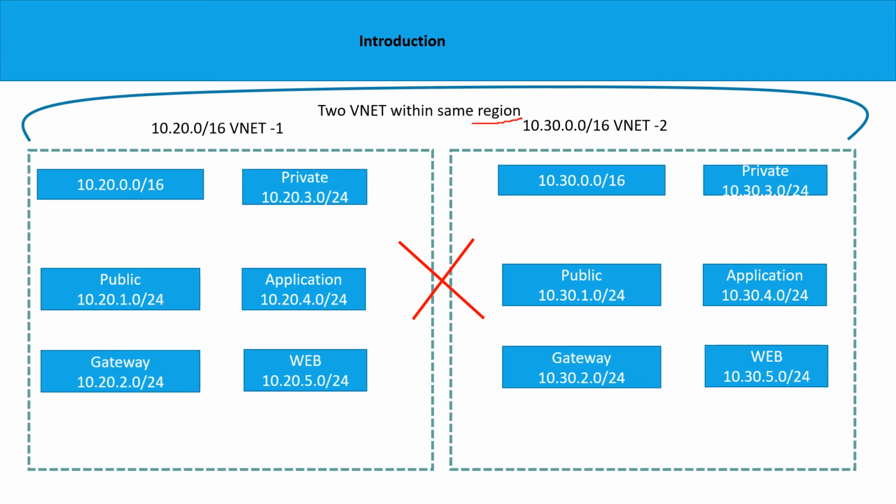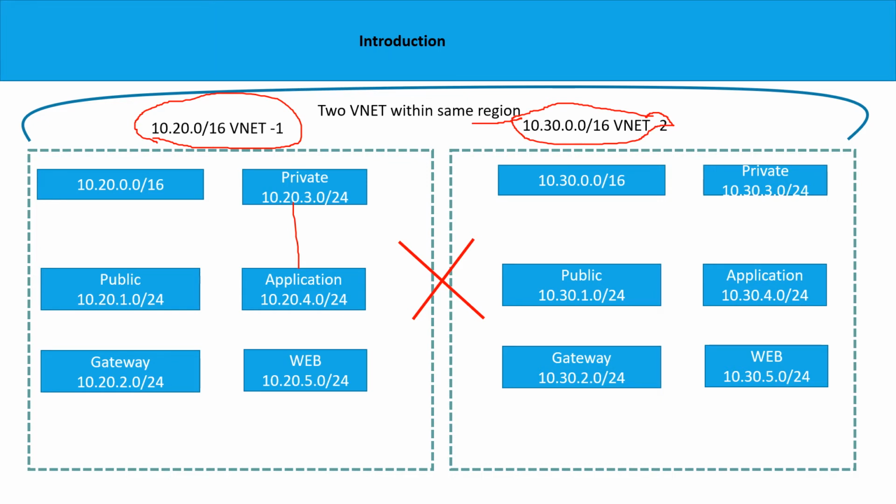So let's assume you have a requirement and you want to do some sort of isolation between the networks. Because within a VNet, all the subnets can talk to each other. So in this situation, you try to create two VNets. One VNet with a range of 10.20.0.0/16, and another VNet you want to create with a range of 10.30.0.0/16. That's another container basically.